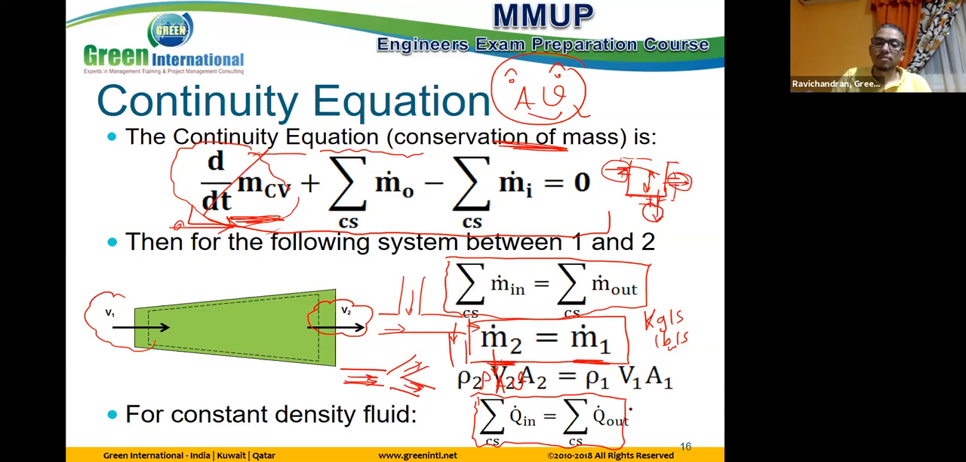Q has a lot of different units. For SI, it is easy: meter cubed per second. But for British there are a lot: feet cubed per second, CFM (feet cubed per minute), GPM (gallon per minute), liter per second. A lot of units for Q. Be careful with them, please.